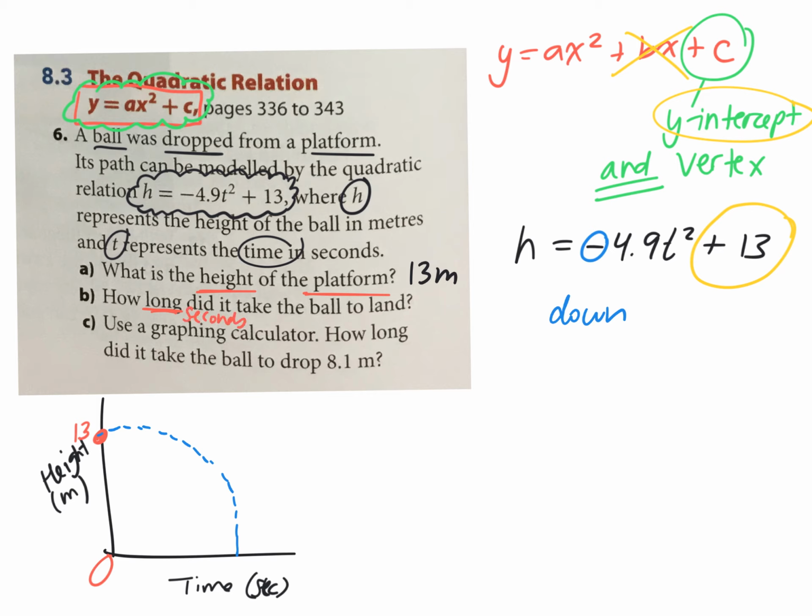Now we have to figure out how long, so how many seconds, right, did it take the ball to land? So I'm trying to figure out when the ball touches the ground. What point on the parabola would that be? Would that be the y-intercept? Would it be a vertex? What would it be when the ball hits the ground? Where's the ground? The x-intercept, correct, or the zeros of the relation.